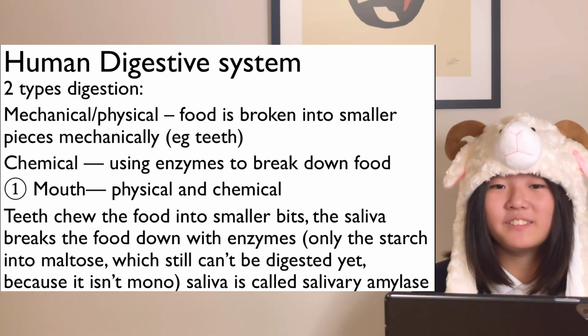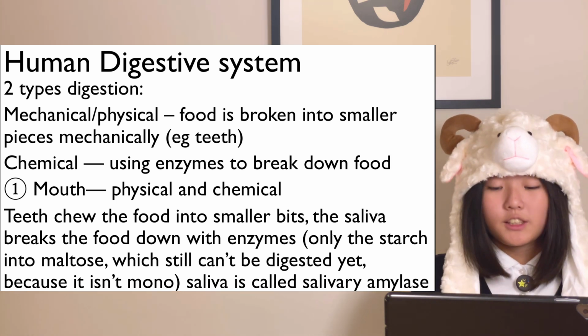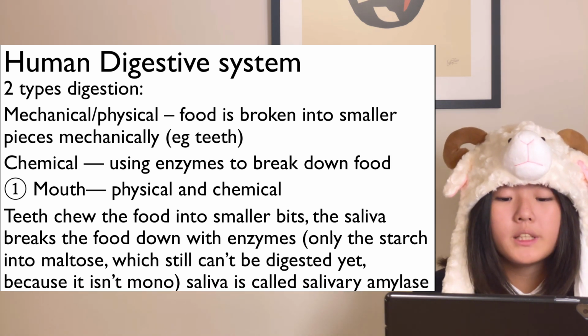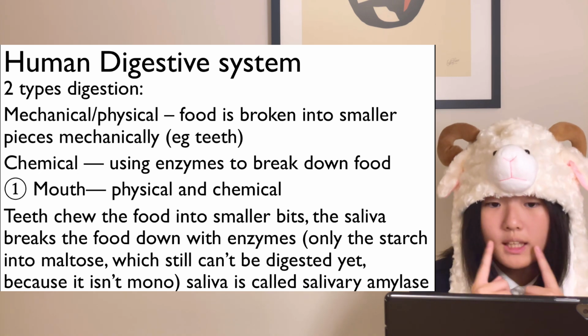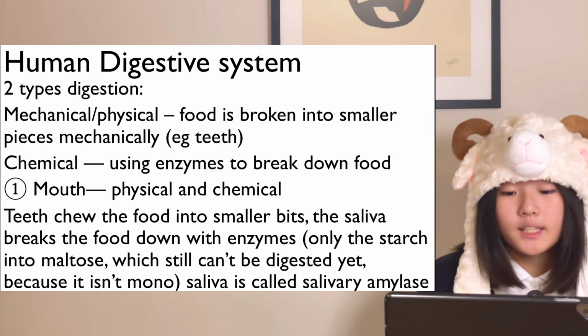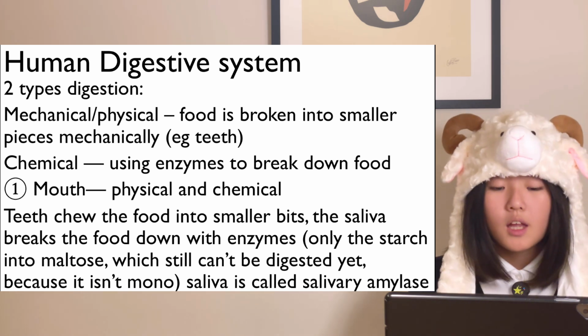There are two types of digestion: mechanical, also known as physical digestion. This is where food is broken into smaller pieces mechanically. For example, ripping food apart with your teeth. The next one is chemical digestion. This is using enzymes to break down the food.